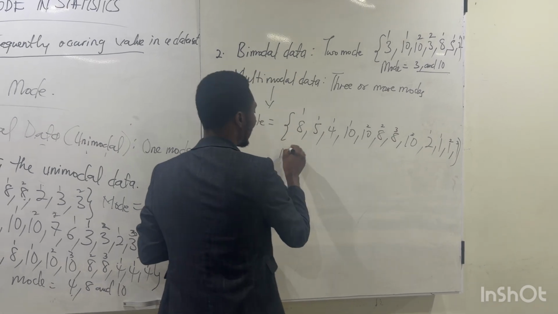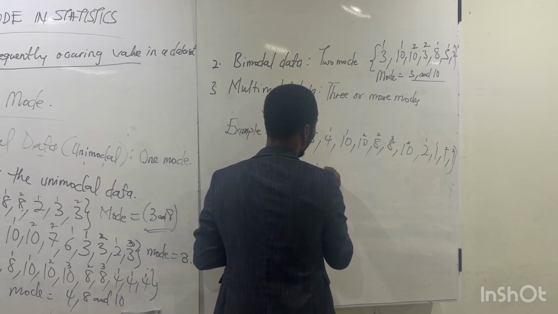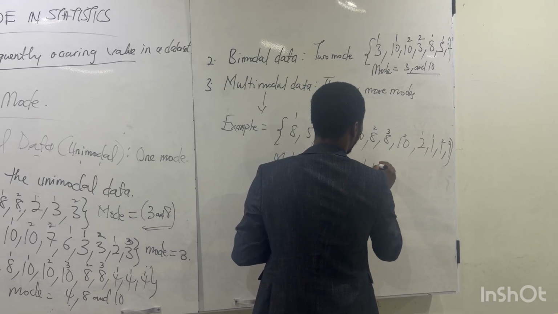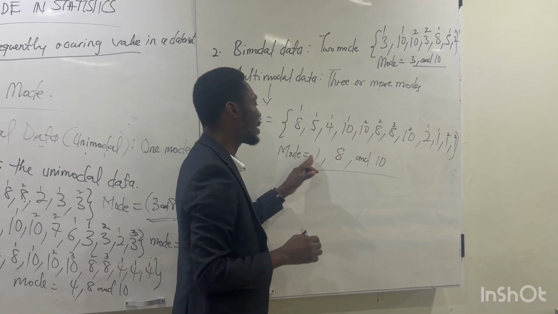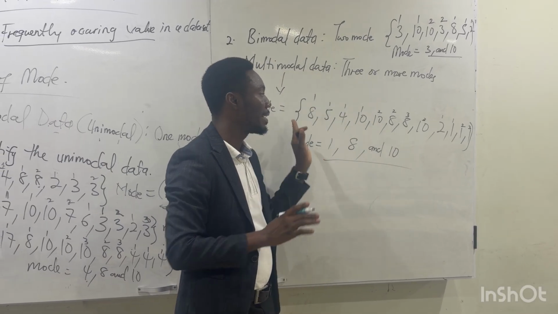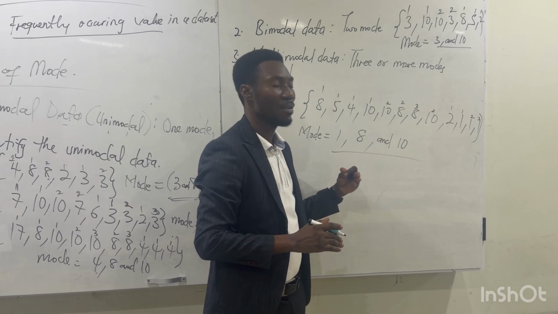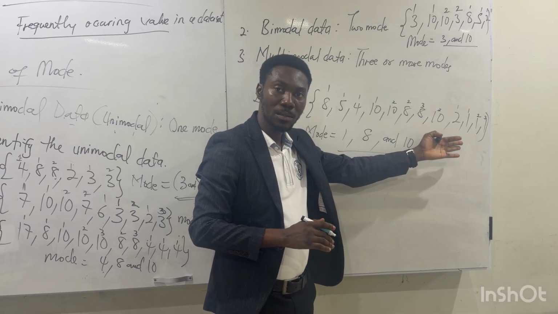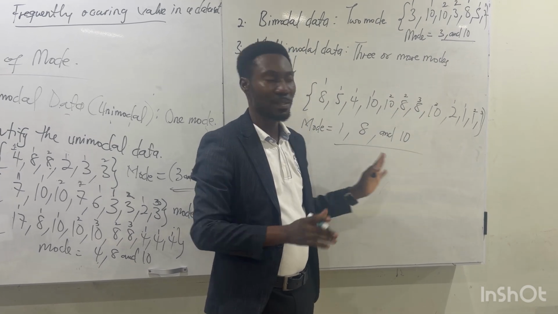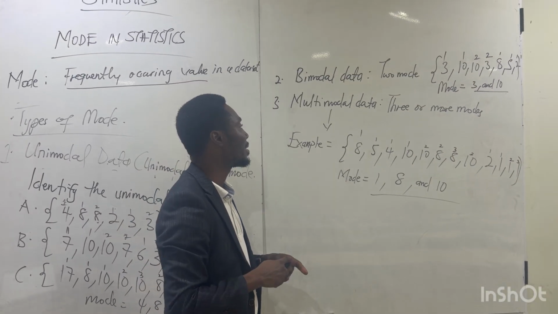So in this data set, the modes are 1, 8, and 10. You realize that in this data set we have 3 modes, so it fits the definition of multimodal. Multimodal says that the data set has 3 or more modes. That means you can have a data set with 4 modes, 5 modes, 6 modes, or even up to 10 modes. Once a data set has 3 or more modes, that data set is multimodal.